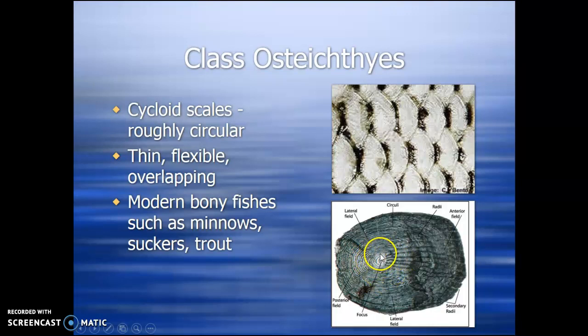Just as we calculate the age of a tree based on its annual rings, here we can use these rings to count the age of the fish. You can see the lateral field and circle, and here you can see radii, which originate from the focus region. The posterior field is the back side of the scale, whereas the secondary radii and anterior field are not fixed over the body of the fish.